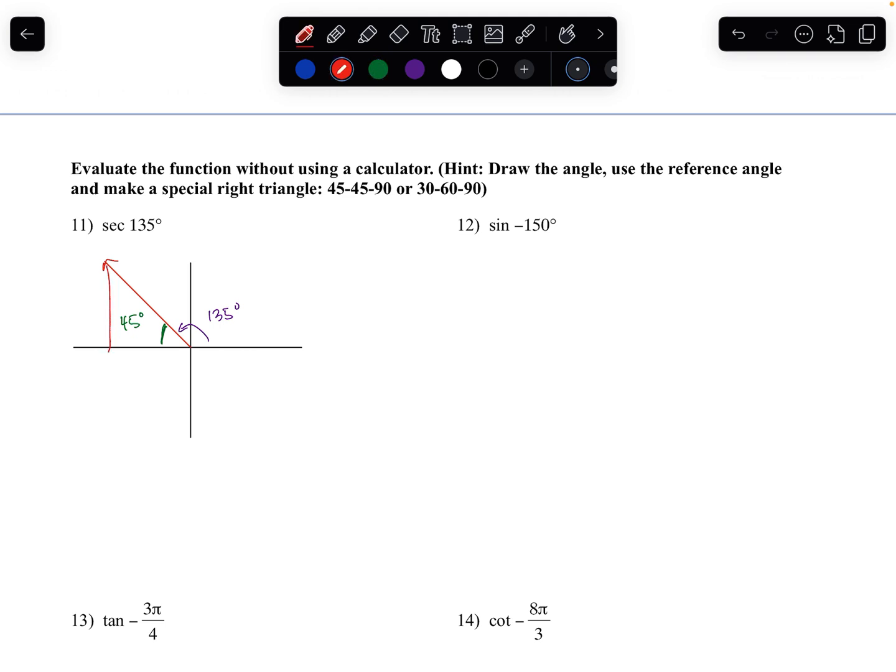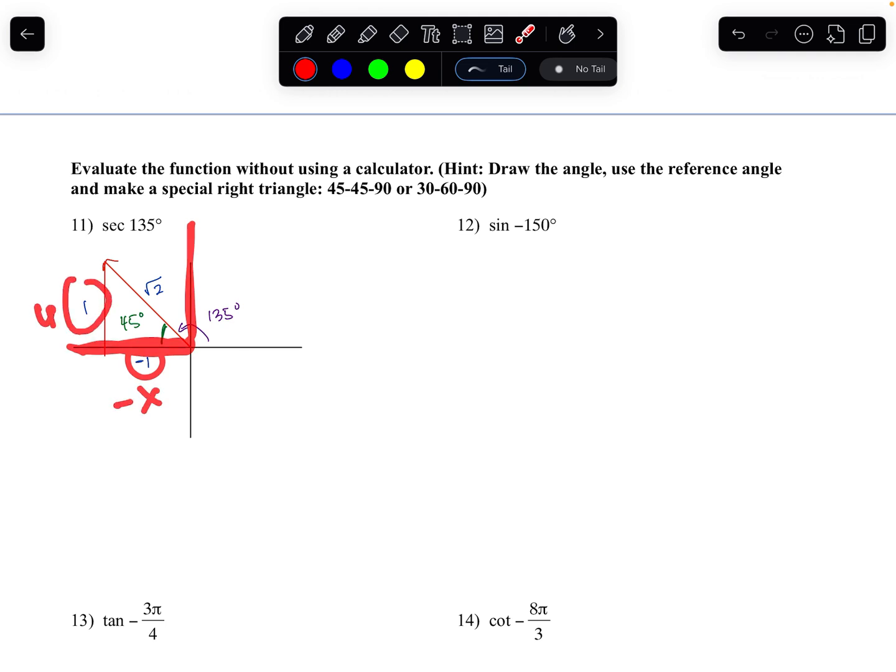And make a right triangle. So use the reference angle and make a special right triangle. Well, if this is 45, that means this is 45. And that would make our side lengths 1, 1, and square root of 2. However, this leg would have to be negative because we're on the negative x-axis. And we're in the second quadrant. So if we're in the second quadrant, x is negative, y is positive. And the hypotenuse is always positive.